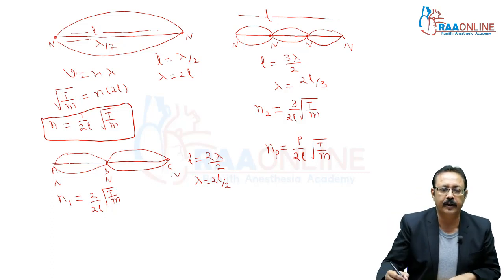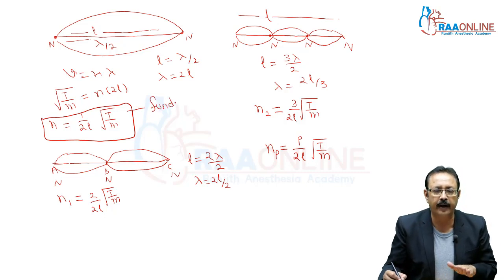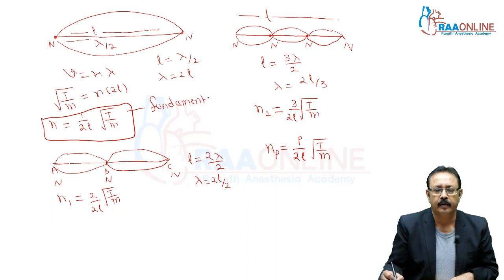The lowest frequency which you are getting from any instrument is known as its fundamental frequency or first harmonic.